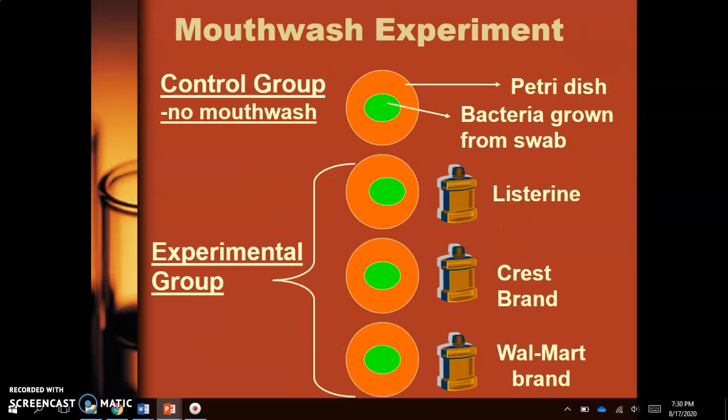So here's an example of how we would set this up. So we would have our control group at the top. So these would be 4 petri dishes where we would grow bacteria, and then we would test these mouthwashes on these bacterial cultures.